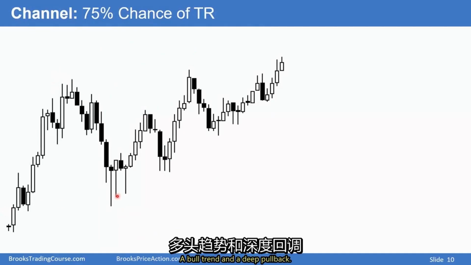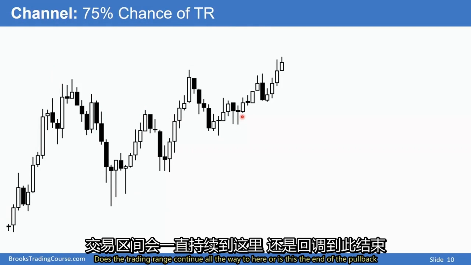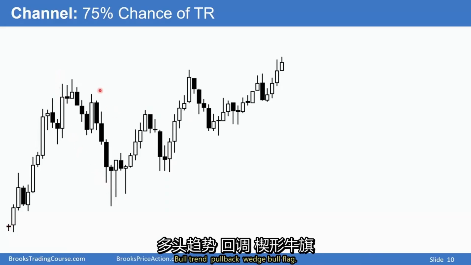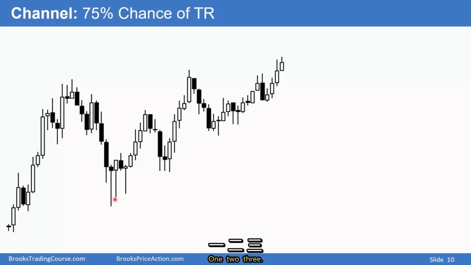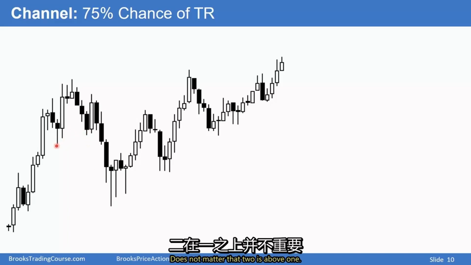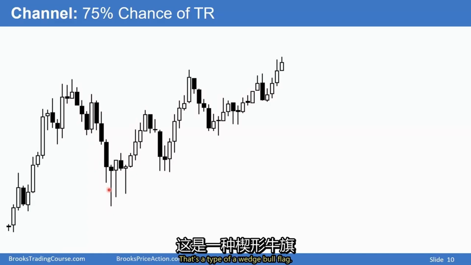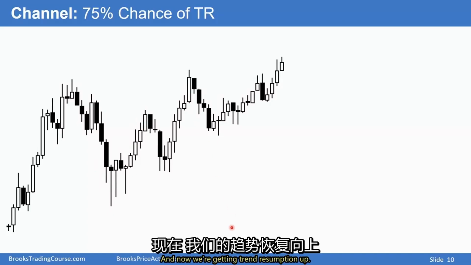A bull trend and a deep pullback. Does the trading range continue all the way to here, or is this the end of the pullback? Some computers would conclude that it already has trend resumption up. Bull trend, pullback, wedge bull flag, 1, 2, 3. Does not matter that 2 is above 1. It's a double bottom and a bear breakout. That's a type of a wedge bull flag. And now we're getting trend resumption up.